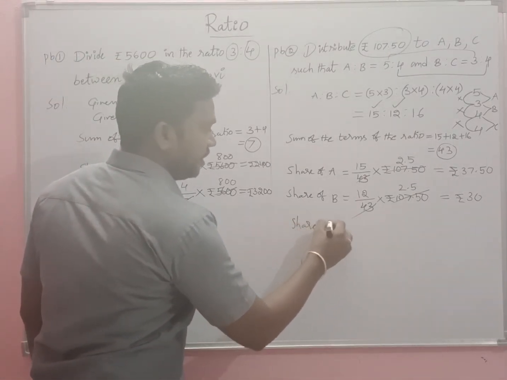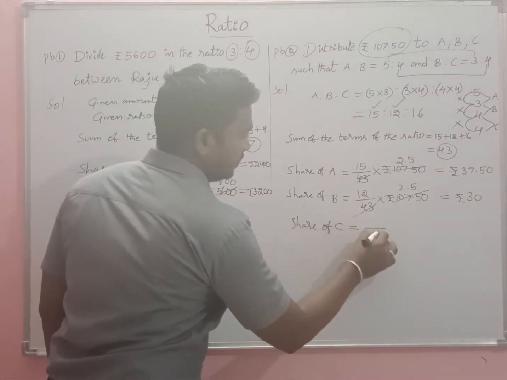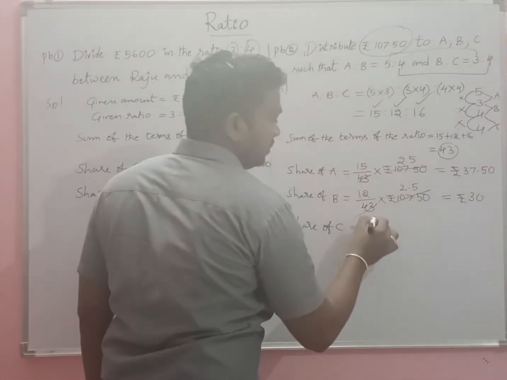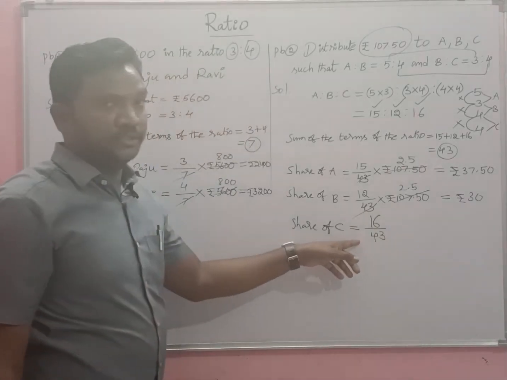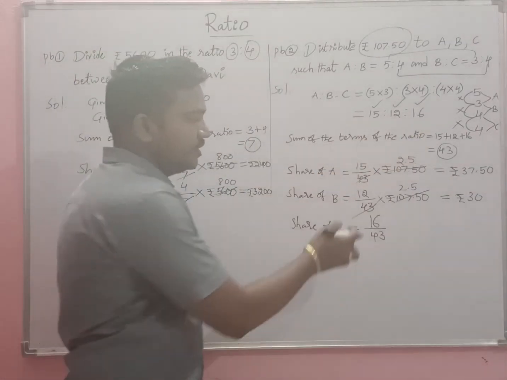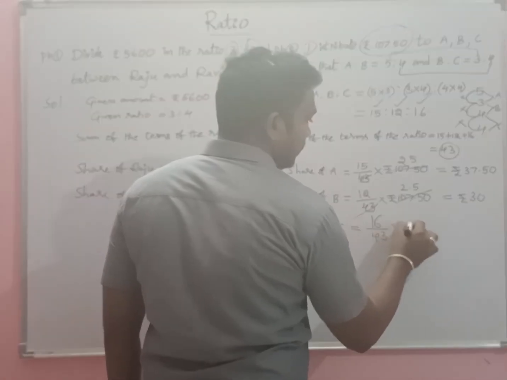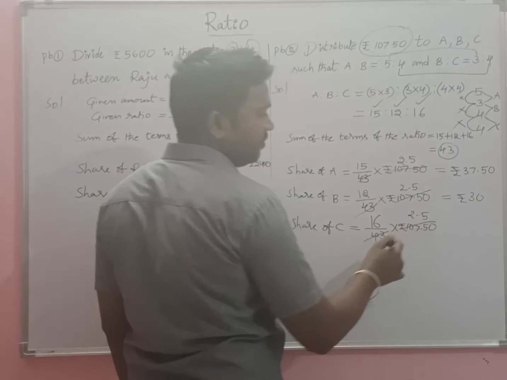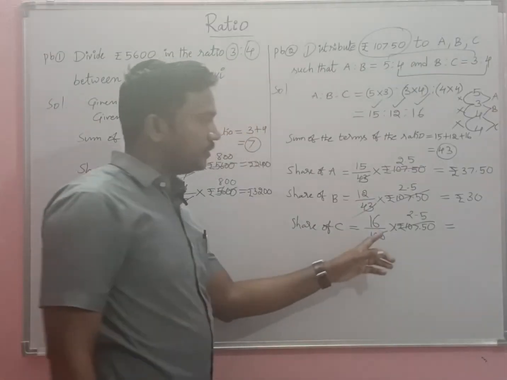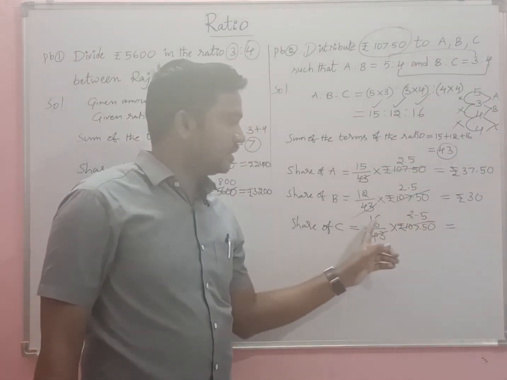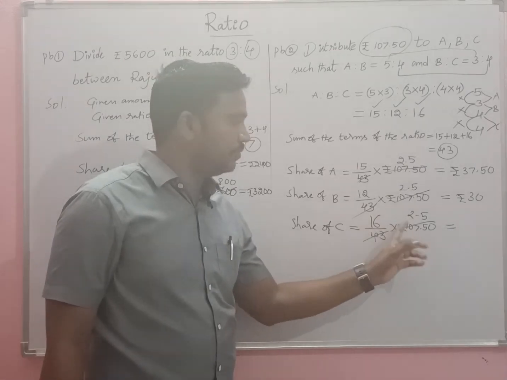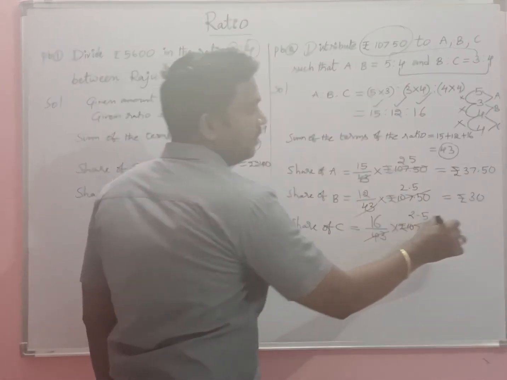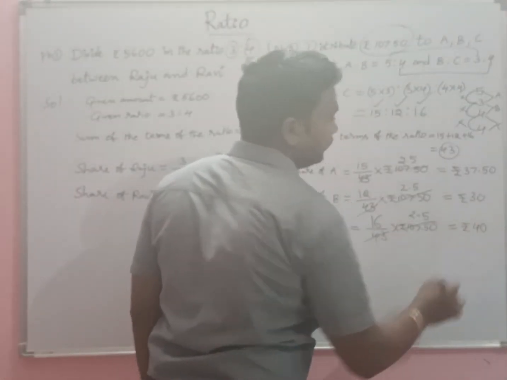Now share of C. Out of 43 parts, C's share is 16 parts. So 16 by 43 into rupees 107.50. 43 into 2.5 is 107.50. Now 16 into 2.5, 16 twos are 32 and 16 halves are 8. 32 plus 8, 40 rupees.